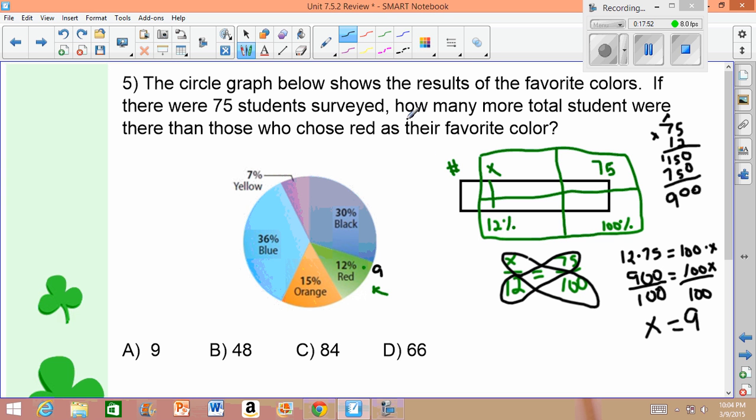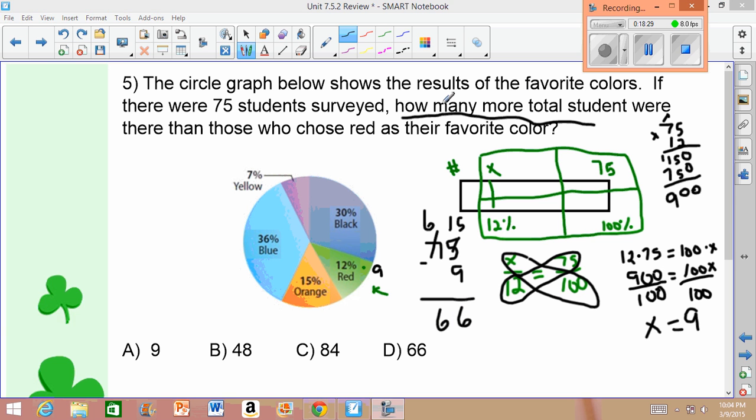But remember, our question says, how many more total students were there that chose when compared to choosing red? Okay, so how many more? We're looking for the difference between the total and the ones that chose red. So we've got to take 75 and subtract 9 to get that difference. So when I subtract, that's 15. 15 minus 9 is 6. And we have our 6 there.